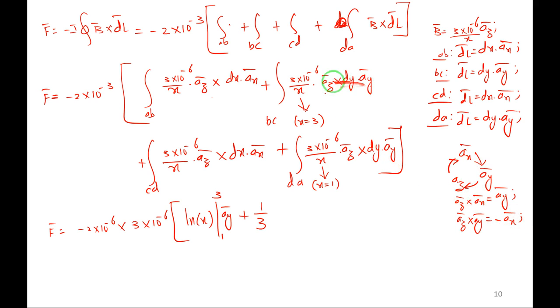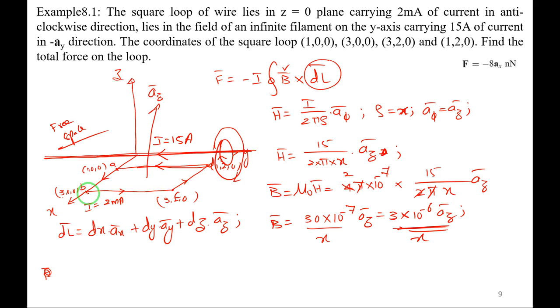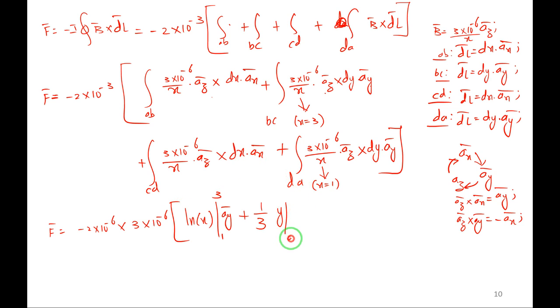So az cross ay is minus ax, but it is the integration with respect to y, this constant here, right? So integration of y, along BC, y is varying from 0 to 2. This is over. We have substituted the value of x here, right?